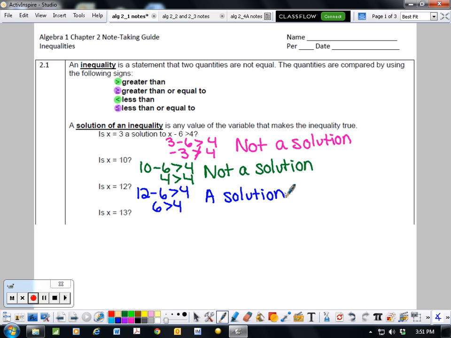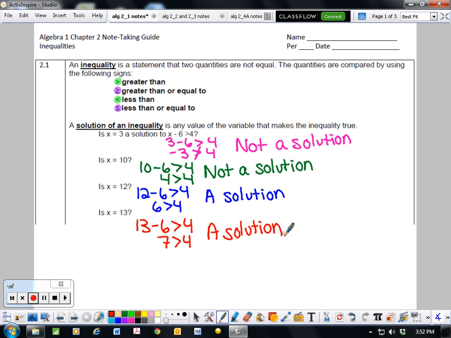Now, in an inequality, there are going to be tons of numbers that will be solutions. So we don't just say, oh, yes, this one number is a solution. We start looking at what all possible numbers are solutions, and we're going to learn how to write those in an appropriate manner. So going into our last one, 13 minus 6, is that greater than 4? Yep, 7 is greater than 4, so it's a solution.